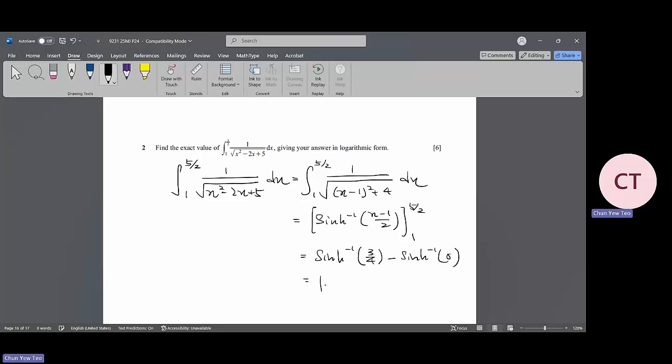For arcsinh of 3 over 4, also refer to the formula booklet, MF19. You look for the logarithmic form of the inverse hyperbolic functions. It will be ln of x plus the square root of x squared plus 1, minus 0. Just simplify them. You will get this one as ln of 3 over 4 plus 5 over 4. So at the end, you get ln 2. Done. This is the answer for question 2.